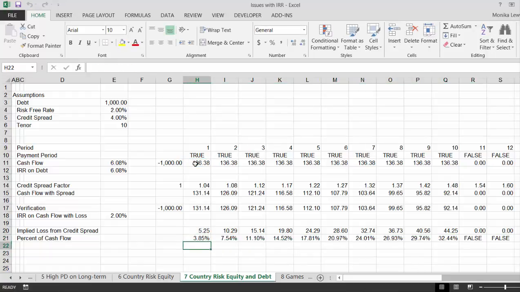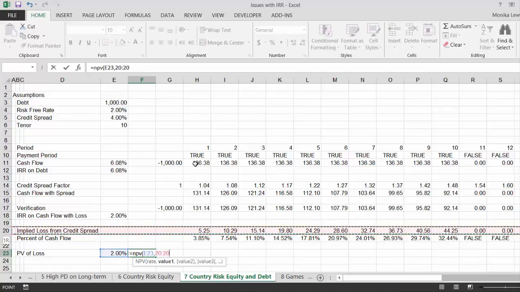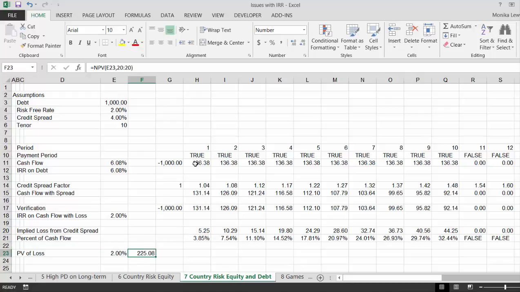Okay. And now we could get the PV of the loss, and I'm going to use the risk-free rate. So the PV of the loss is NPV at the risk-free rate of the loss. And then for the PV of loss compared to the debt, we could take that PV of the loss and divide it by the debt and get that 22% loss.